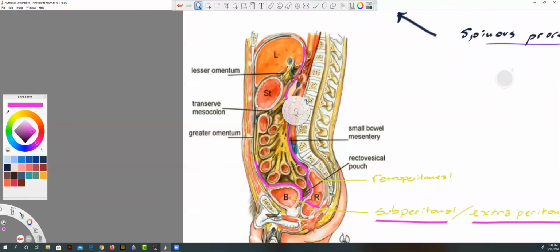So you can imagine, you put your transducer right here and look down, and it can be hard to see because we have stomach, transverse colon, intestine, all that stuff, and possibly a lot of adipose tissue on a lot of people as well. It can be hard for us to visualize the retroperitoneum.